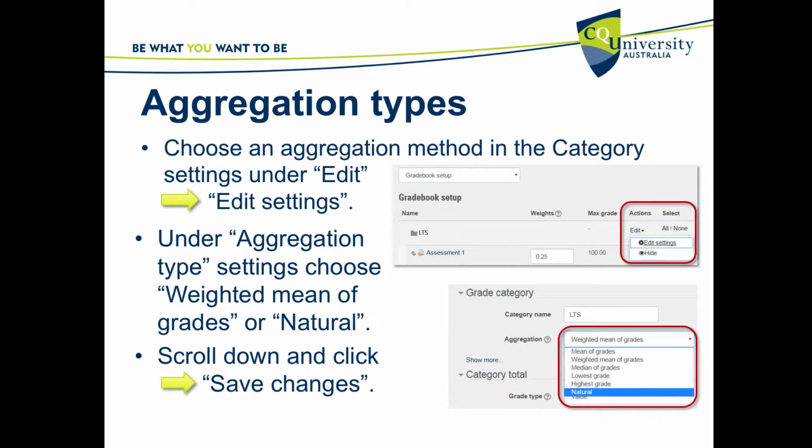Now to choose an aggregation method you need to go to your category settings for your parent category, which will usually have your unit code on it. It's at the very top of the gradebook setup page. And under there we're going to go to our actions and we're going to go edit and then edit settings. And then from our grade category settings we're going to look at our aggregation menu and choose the one that we want to. Once we've chosen our aggregation type, we can then scroll down and click Save Changes.